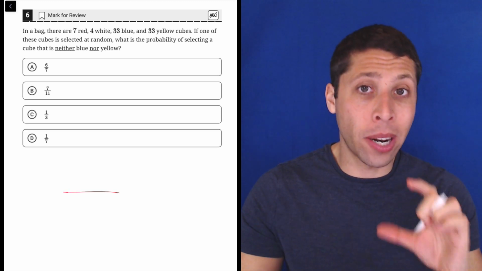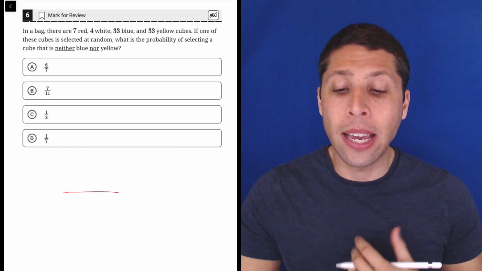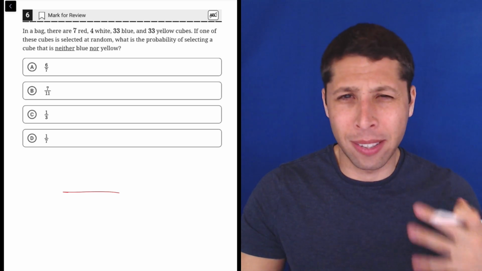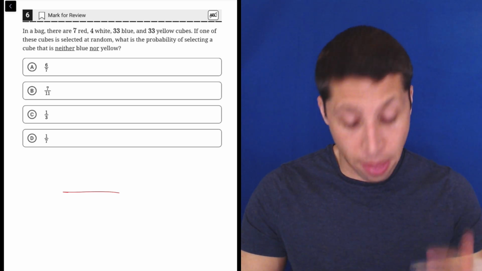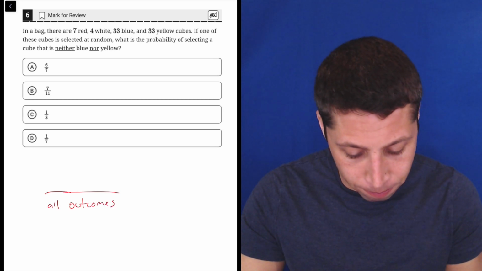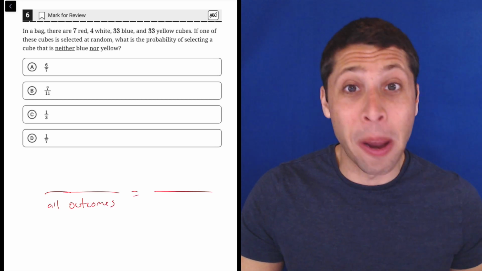And the key is we want to get the bottom number first. That is the number of possibilities, the number that we're choosing out of. So let's read the story and see how many possible outcomes there are. That's what's going to be on the bottom. In fact, let's just write outcomes, all outcomes. So we'll get some numbers in a second.